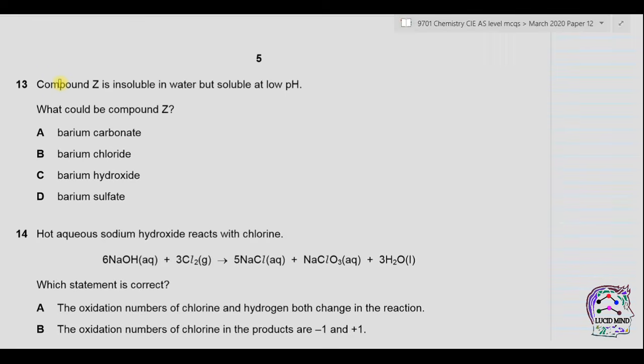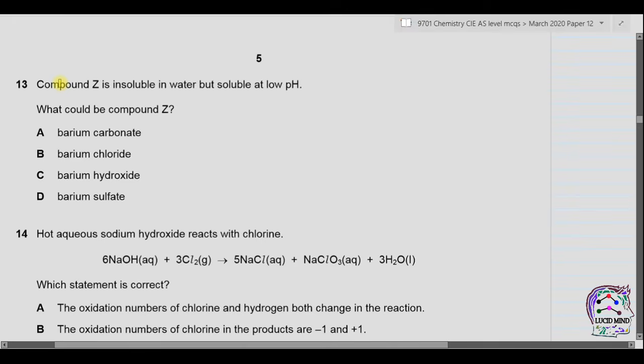Question number 13. Compound Z is insoluble in water but soluble at low pH. What could be compound Z? Number 1 is barium carbonate. Number 2 is barium chloride. So first we see what the properties of barium carbonate are. Barium carbonate is basically insoluble in water, but it is soluble in acids.